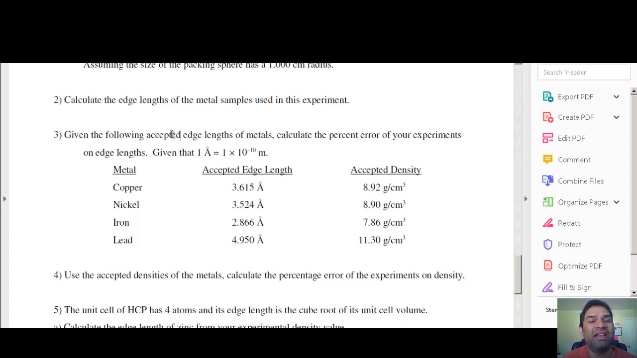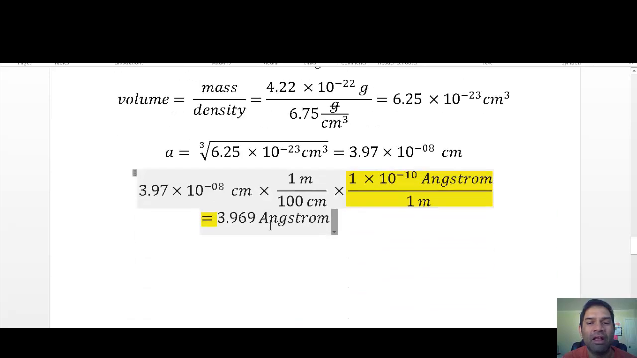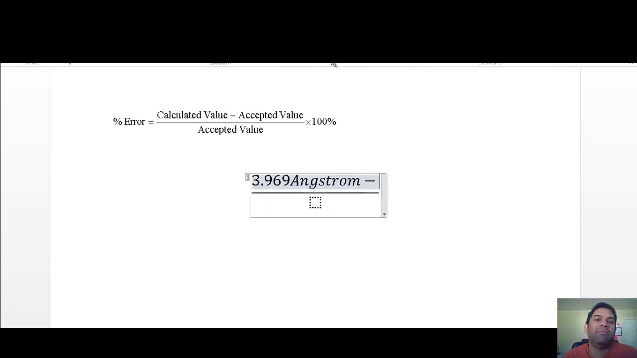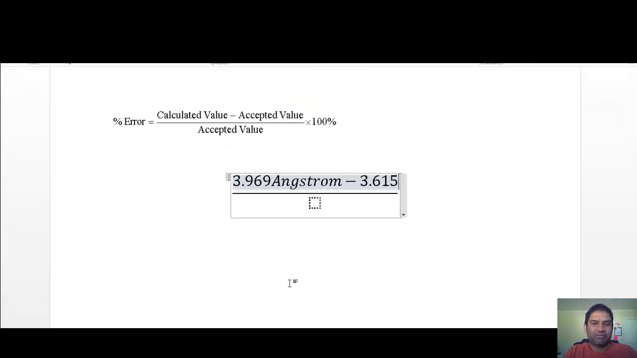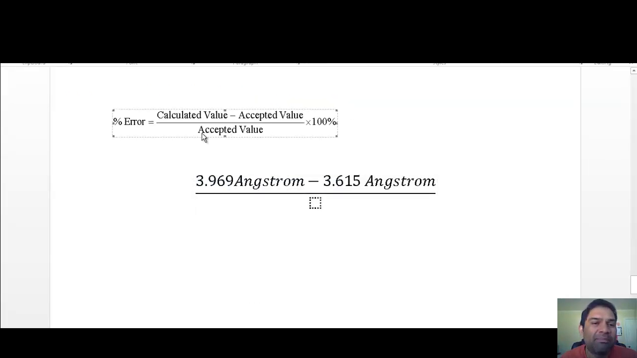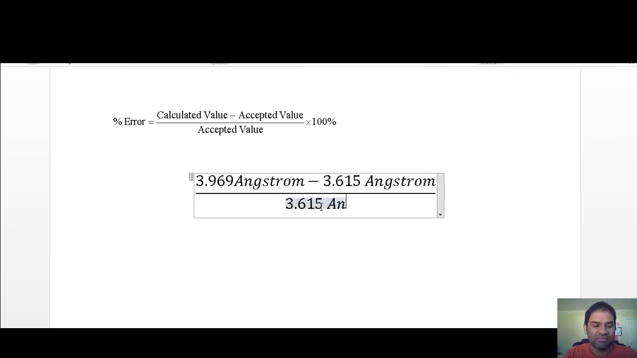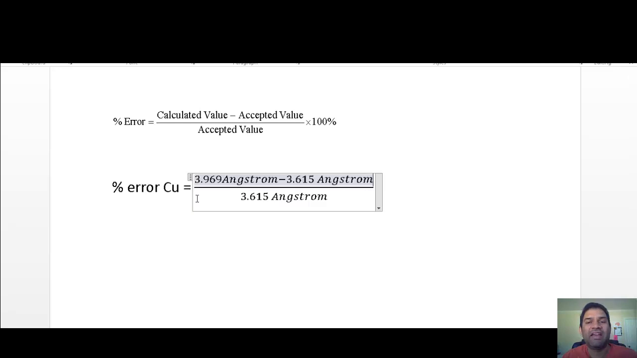So the calculated edge length of copper, what did I get for the calculated edge length of copper? I got 3.969 angstroms, minus the accepted value of copper. So what's the accepted value of copper? The accepted value of copper in terms of its edge length is 3.615 angstroms. You divide it by the accepted value for copper, and for copper, that's going to be 3.615 angstroms. So this is for copper, and we're going to take that fraction, multiply it times 100%.